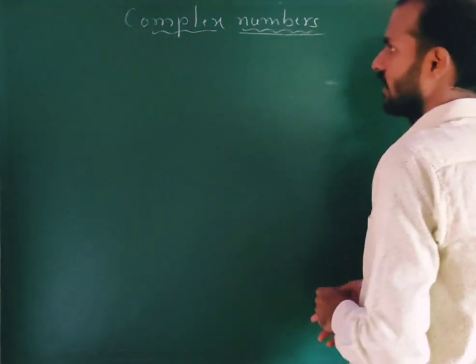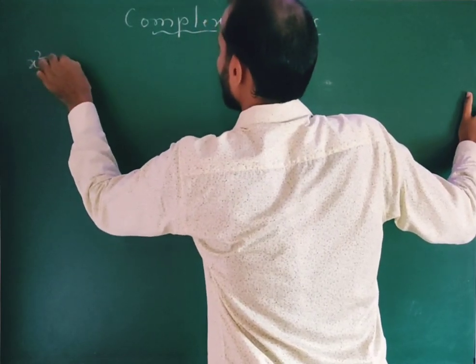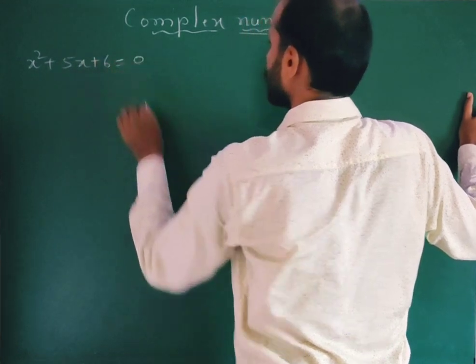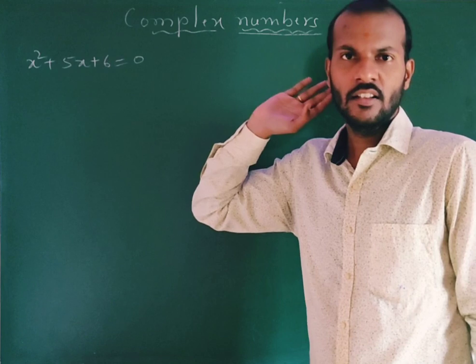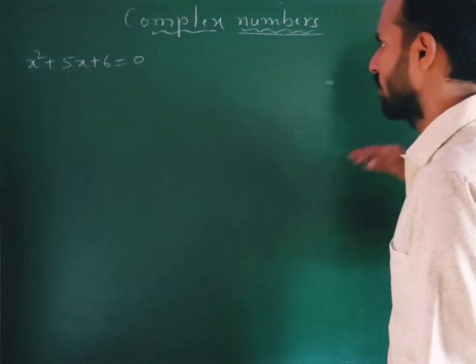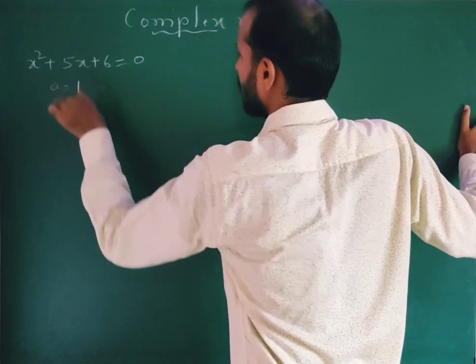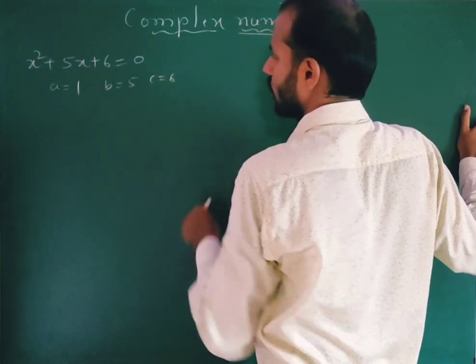Now first let us consider x square plus 5x plus 6 equals to 0, right? The first example is x square plus 5x plus 6 equals to 0. Now take the root formula. Here a equals 1, b equals 5, c equals 6.